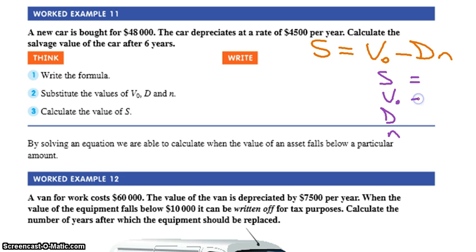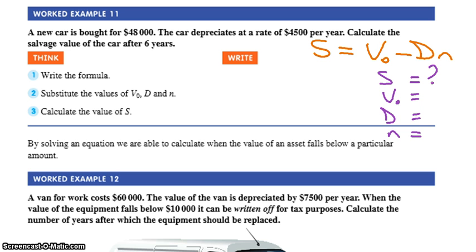Do we know what S is? S is the salvage value, so it's the value of the car after the depreciation. Do we know that? No. So that's going to say a question mark. The only reason I put it up there is because sometimes they give you the salvage value and then ask you to find the initial value. Or they give you the initial value and the salvage value and ask you to find how much it's depreciated by. Yeah, sometimes you can find n, sometimes D, all that.